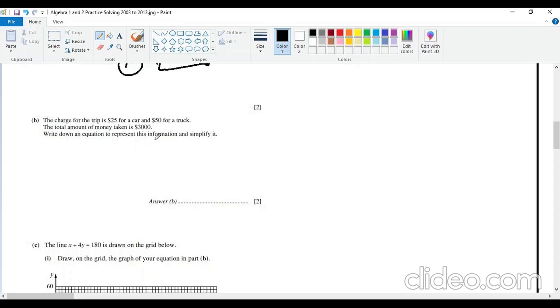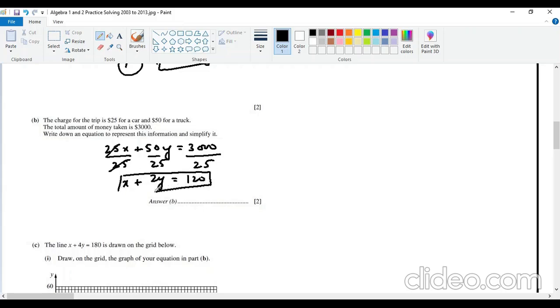So the question itself says that 25x plus 50y equals 3000. As we can see, we can divide all the numbers by 25. This is going to be also divided by 25. So finally, when dividing by 25, you get x plus 2y equals 120. So this is going to be the equation: x plus 2y equals 120.